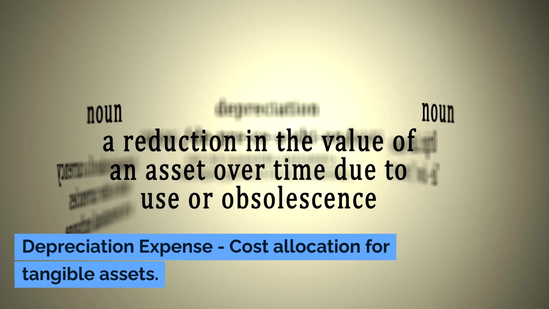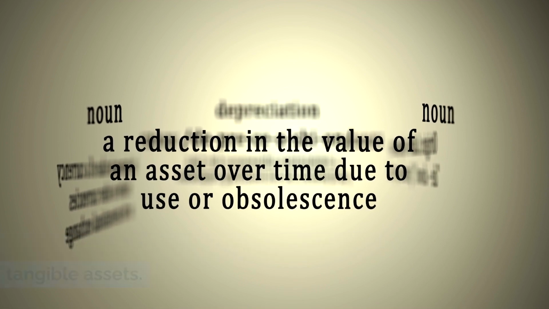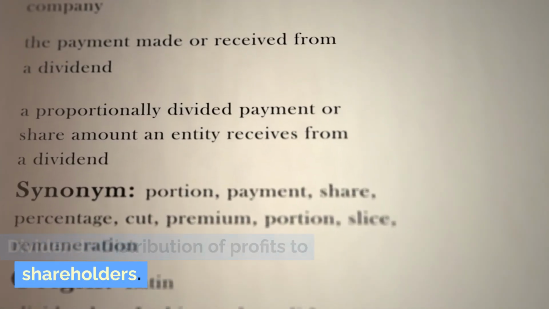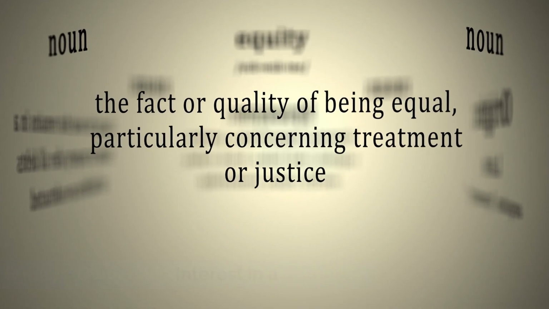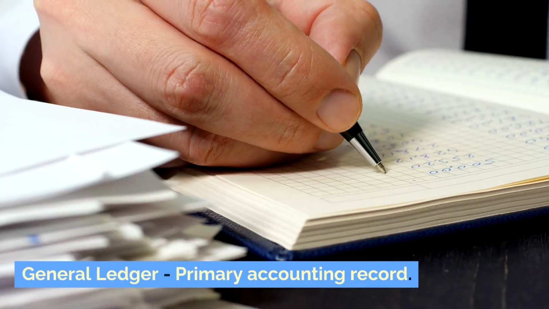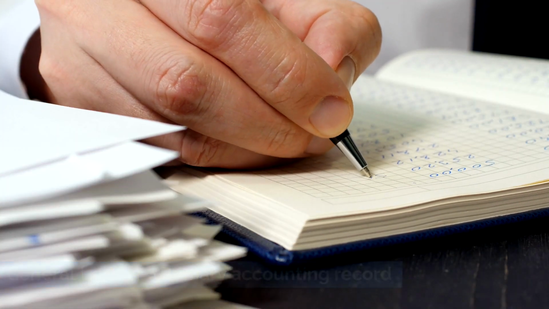Depreciation expense: cost allocation for tangible assets. Dividend: distribution of profits to shareholders. Equity: ownership interest in a company. Financial ratio: measure of financial performance. General ledger: primary accounting record.